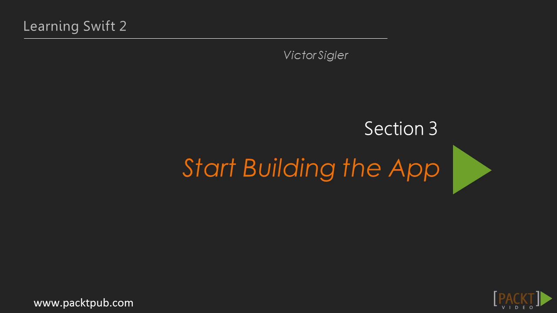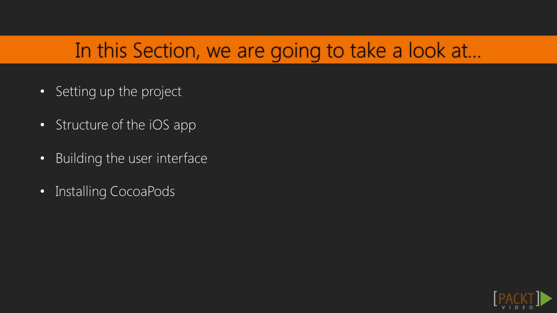Start building the app. In the previous section, we learned the fundamentals of the Swift programming language. In this section, we will learn how to create a new project in Xcode using Swift. The main objective of our project is to know how to construct an iOS app correctly, create a user interface, and finally, we'll learn how to install one of the most widely used dependency managers in iOS, CocoaPods.